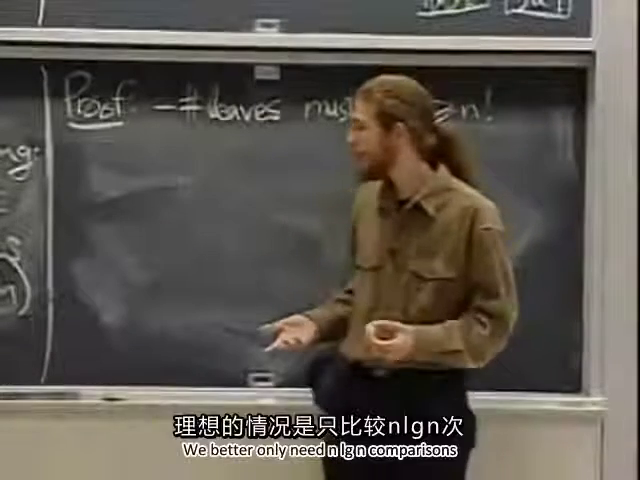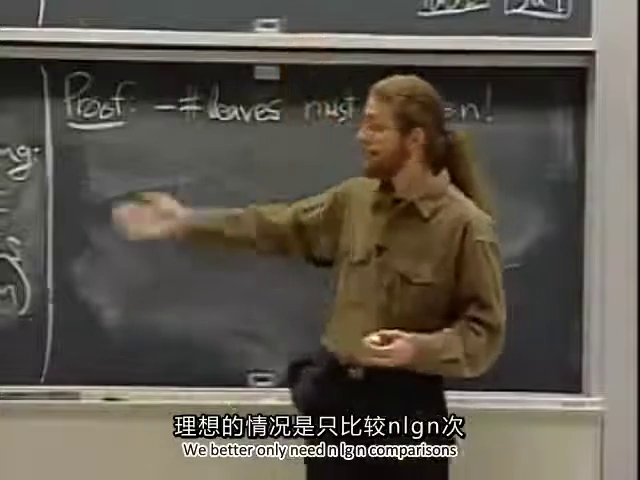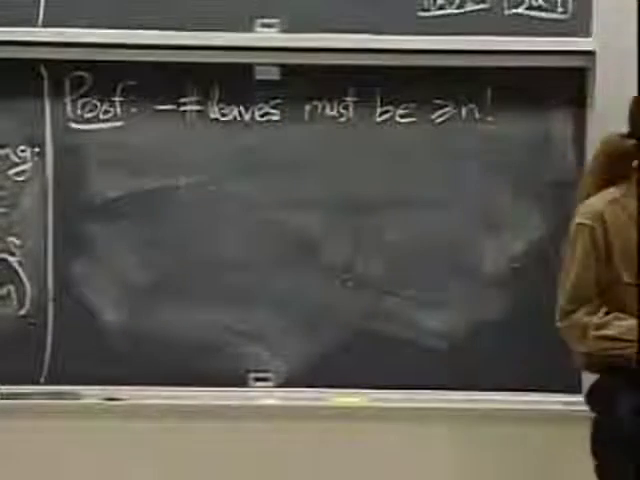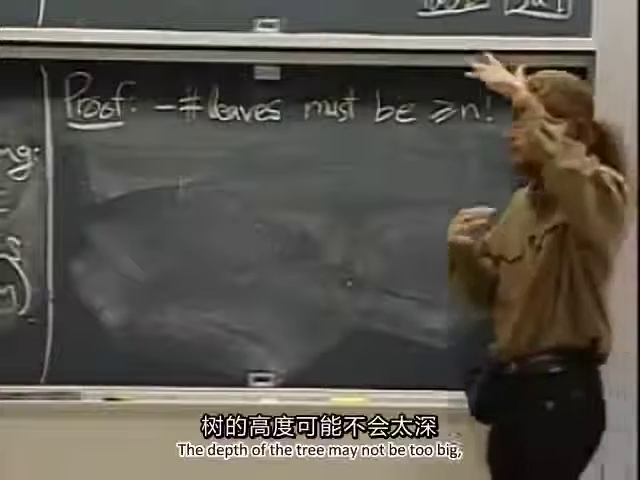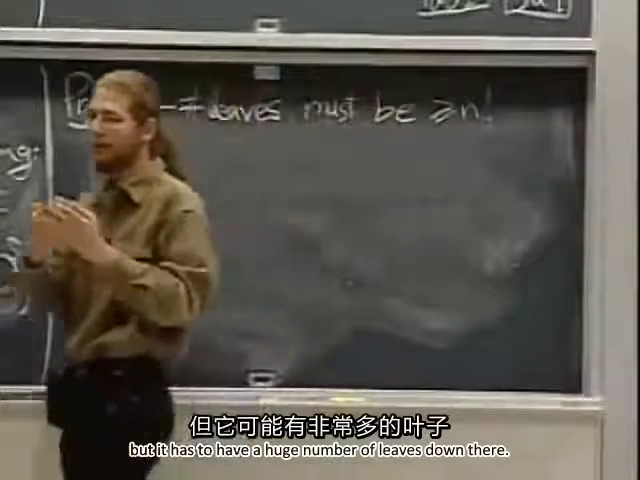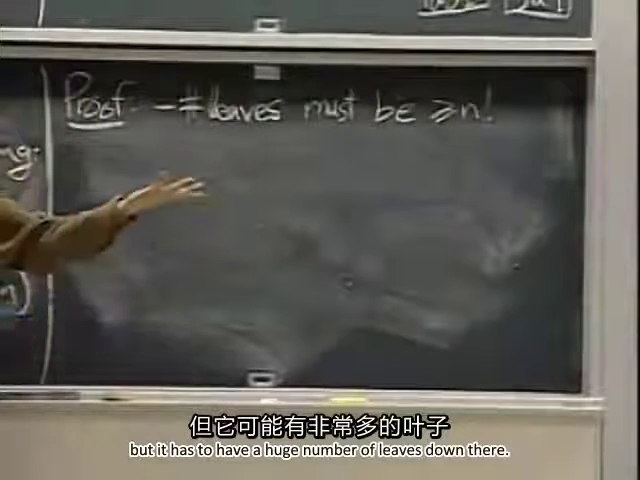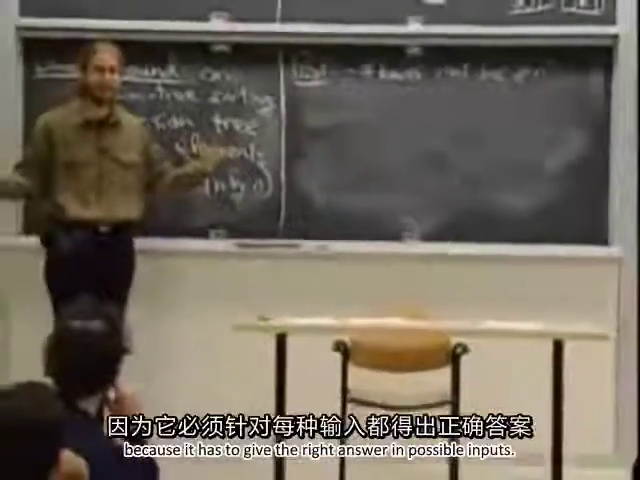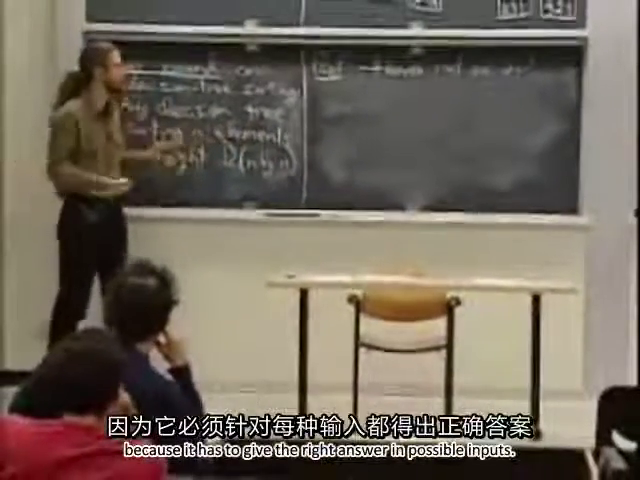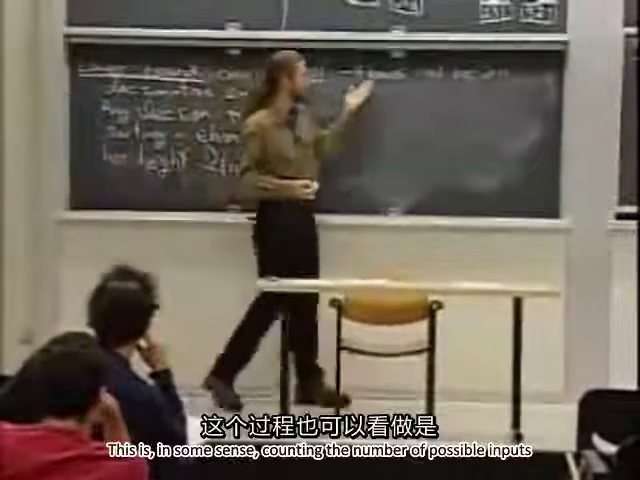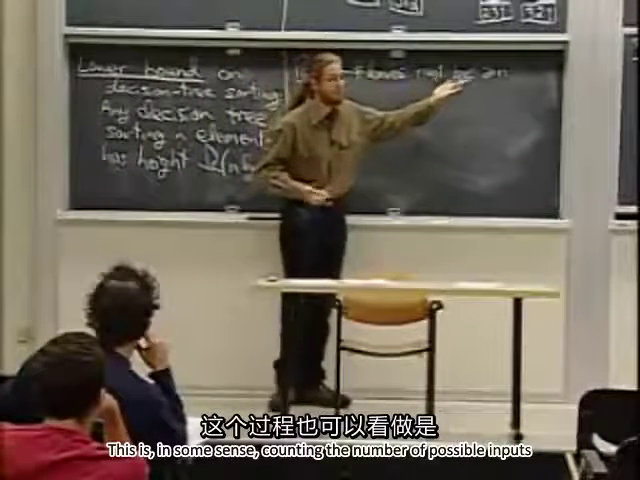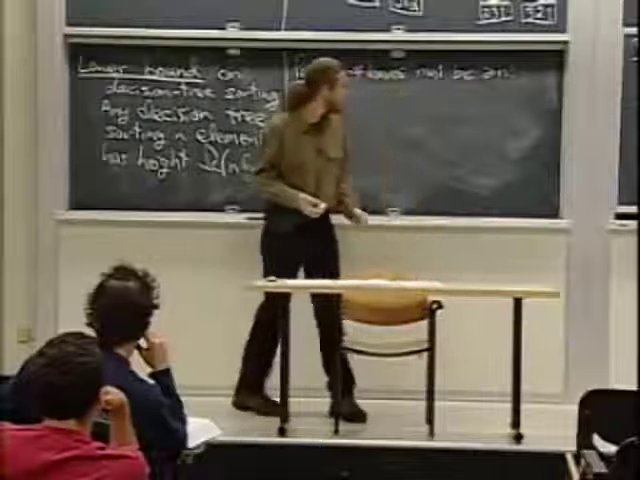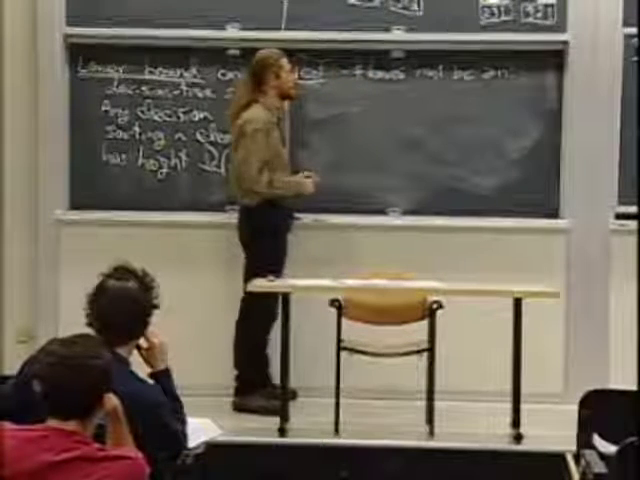We better only need n log n comparisons, because we know that's possible. So the depth of the tree may not be too big, but it has to have a huge number of leaves down there. It has to branch enough to get n factorial leaves, because it has to give the right answer in all possible inputs. Okay, so this is in some sense counting the number of possible inputs that we have to distinguish. So this is the number of leaves.